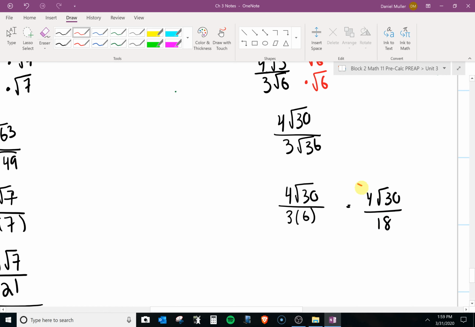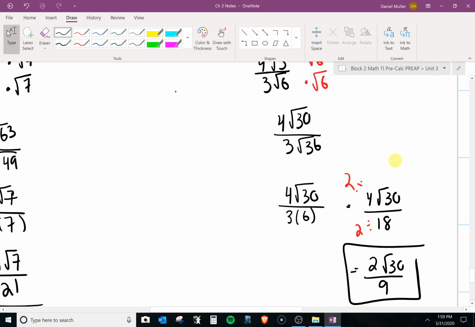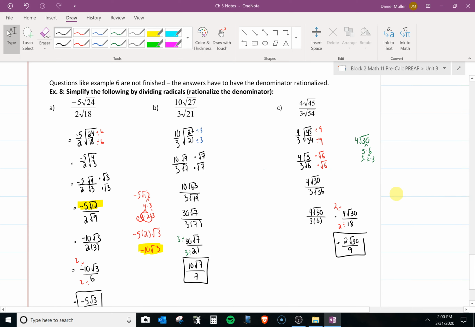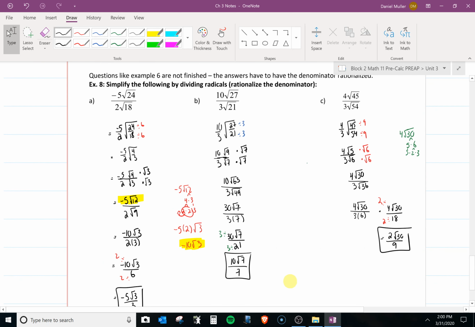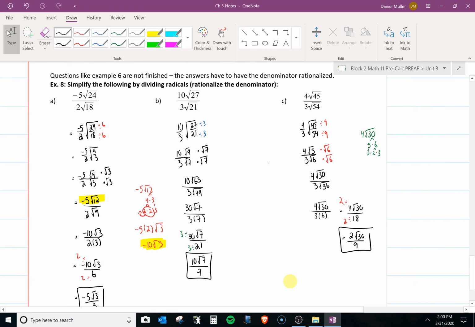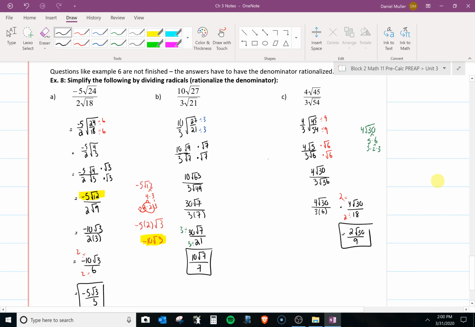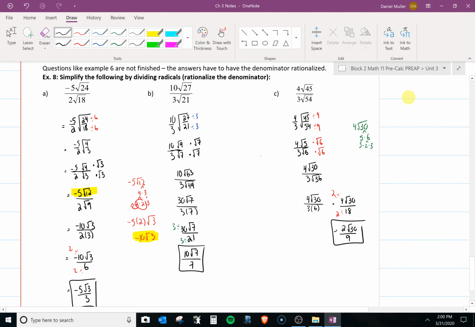And these both can be divided by 2. The outside numbers. So the outside number 4 divided by 2 is 2. 18 divided by 2 is 9. And there's a square root of 30. And there you have it. So these are the most complicated in terms of the division questions with just a single term. We are going to get a little more complicated later, but for right now, these are the most that we have.